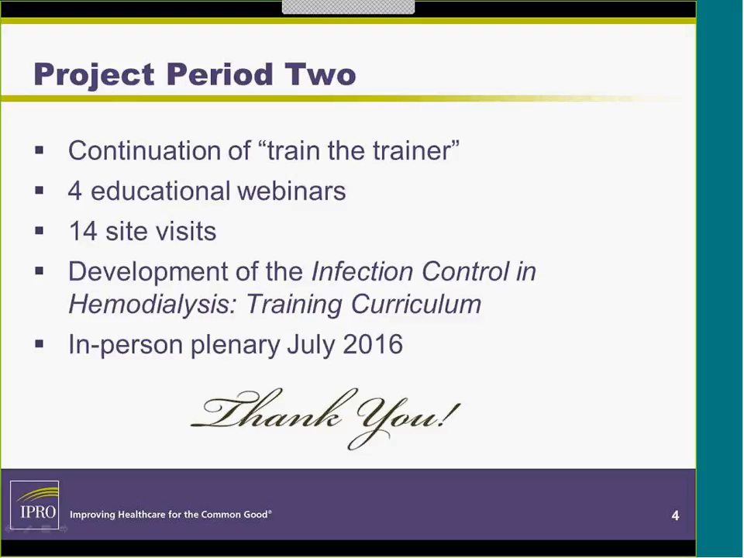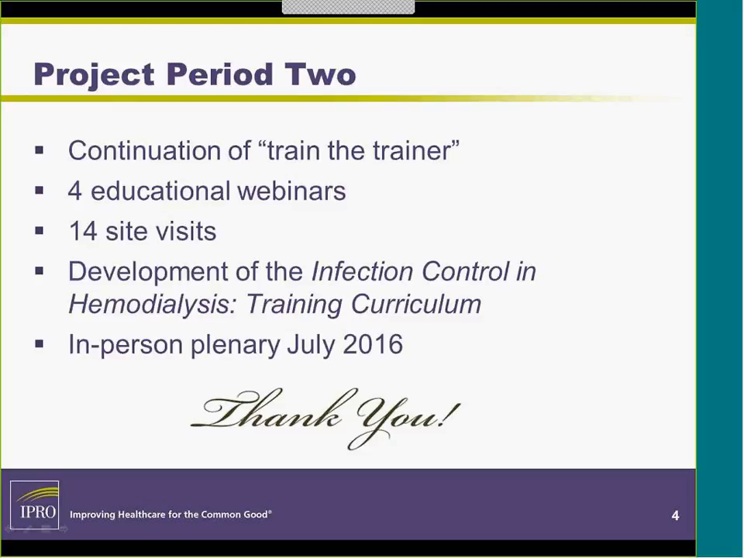We did have that full day educational plenary. All our activities in project period 2 were in anticipation of these project 3 activities. A large component of that project was the development of the infection control and hemodialysis training curriculum. This was a modular-based training curriculum based off the CDC ICAR tool. It was provided either to you at the plenary if you came to the plenary in July, or mailed to you shortly after in August.